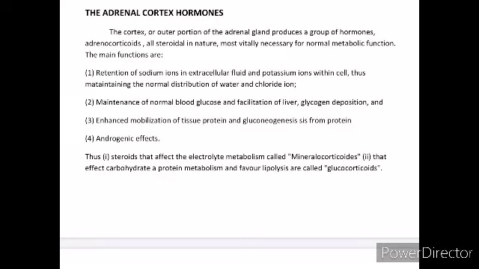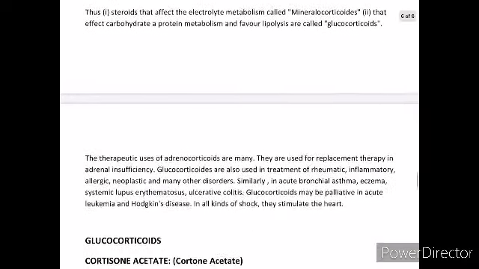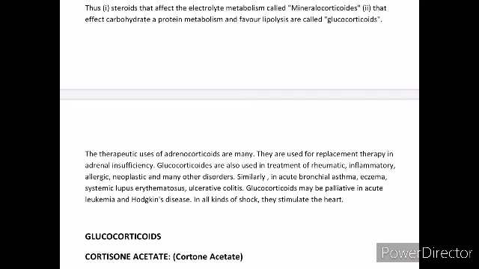Thus, the steroids that affect the electrolyte metabolism, we call them mineralocorticoids, and those that affect the carbohydrate and protein metabolism, and favor lipolysis, we call them glucocorticoids. So let us talk about glucocorticoids first. Now, the therapeutic uses of adrenocorticoids in general are many.